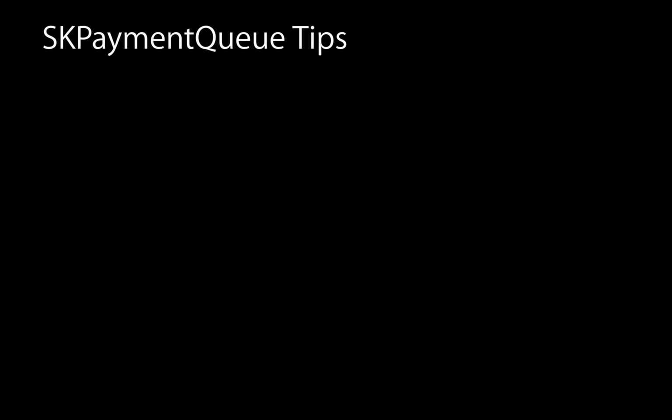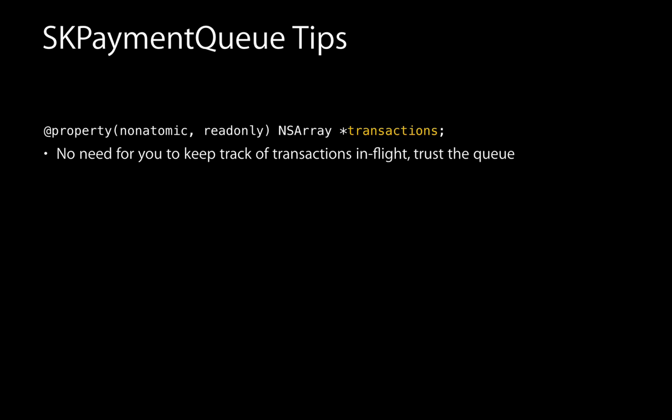Two tips about the SKPaymentQueue object itself. One is going back to this notion that the SKPaymentQueue is your single source of truth. It has a property on it called transactions, and you can call that property and get the list of transactions that are currently in flight. So for example, if you wanted to, when you show your in-app purchase UI, make sure that you correctly represented any items that are still purchasing, you could call transactions to get the list of payments in progress, as opposed to trying to track that state yourself on the side.